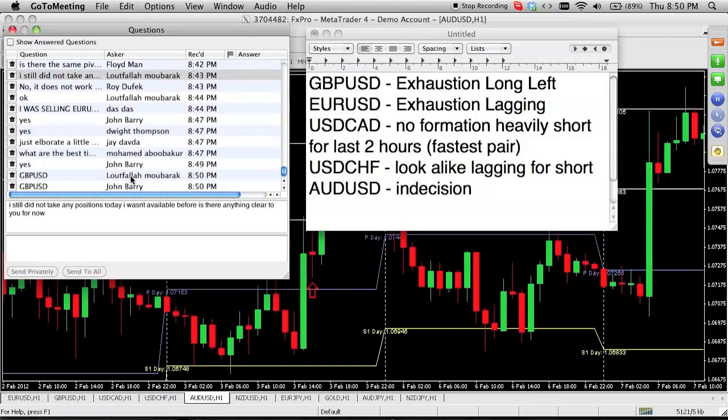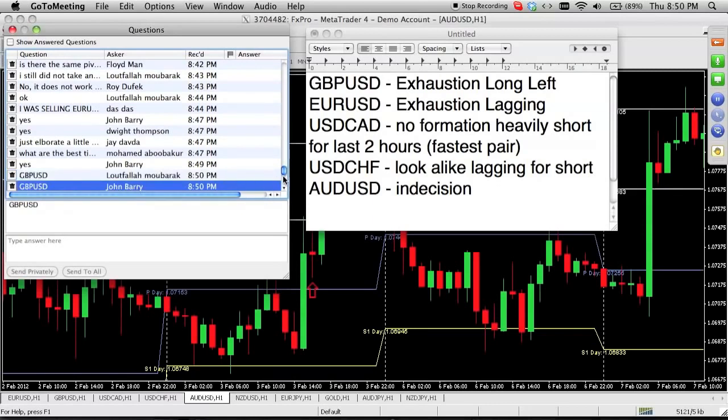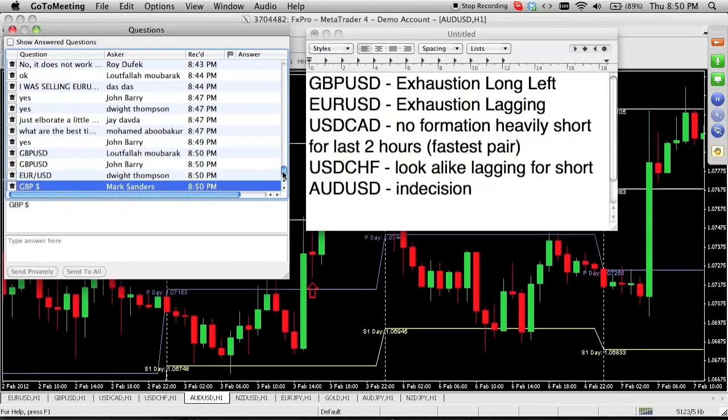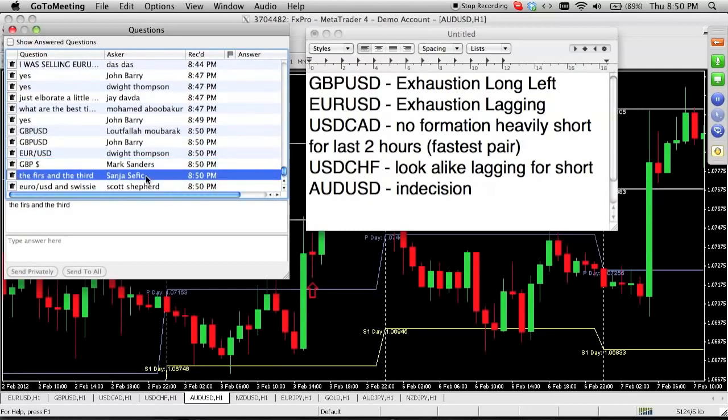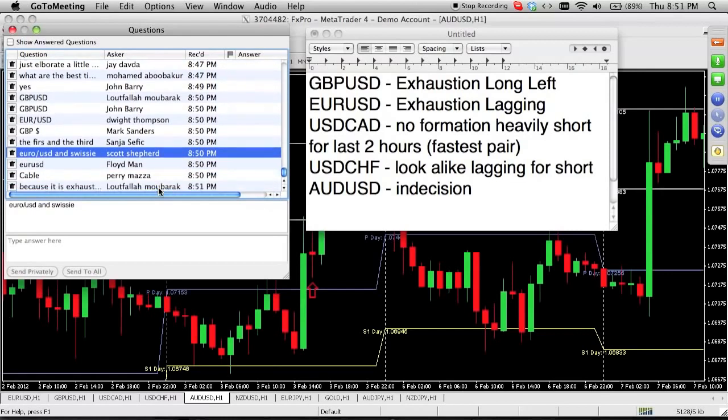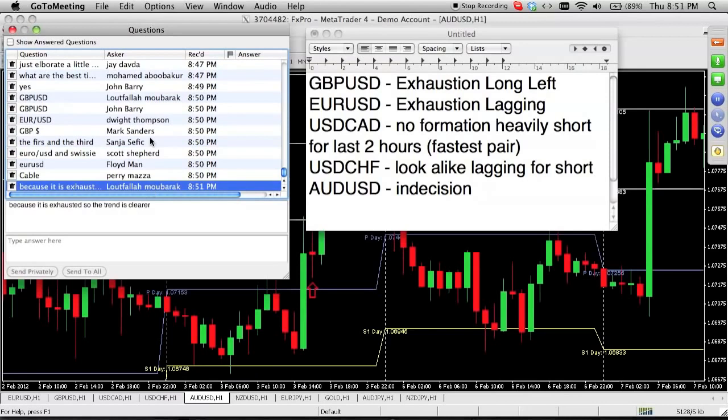Okay, GBP USD. Lufthansa says pound dollar, John says pound dollar, Dwight says Euro USD, Mark says pound dollar. Sonia says pound dollar and US dollar CAD. Scott says Euro USD and Swissy. Okay. From all of this, Floyd says Euro USD, Perry says pound. Lufthansa says because it is exhausted, so the trend is clear. Okay.